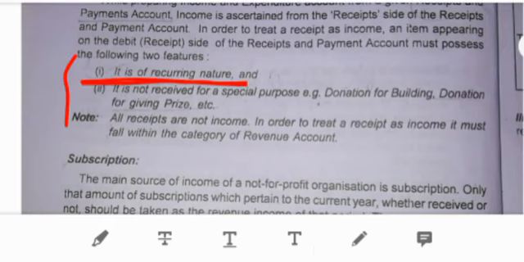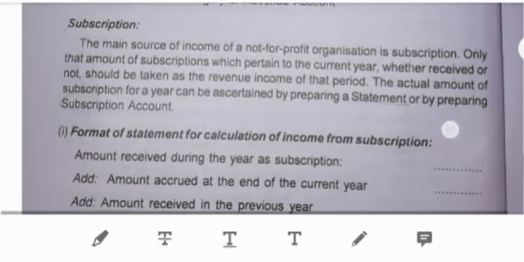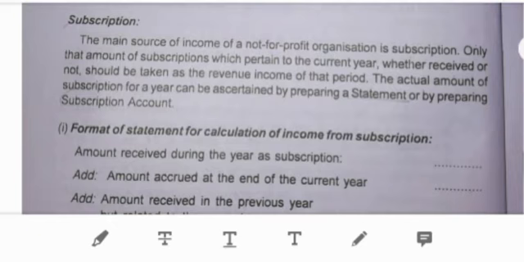Clear with that? Now see, first we are going to study the main source of income, that is subscription. Now pause it and read this. Now see, there are 2 formats actually, for how we have to calculate the amount of subscription from the receipts and payments account. One is the statement format and another is the account format. Before going to either format, I want you to know these formats are only formats which you would have to memorize, but if you know the concept, you don't have to memorize it.